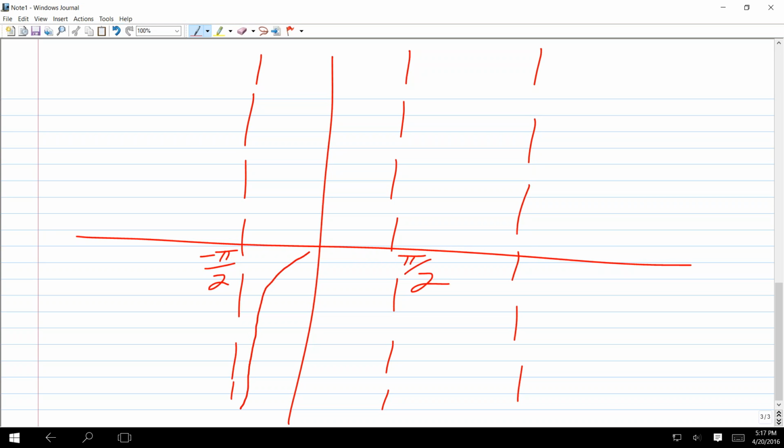Right. An asymptote means that as we get close to either minus pi over 2, tangent goes to negative infinity. It will never reach pi over 2. It's undefined at pi over 2. Okay. And that's because tangent is sine over cosine.